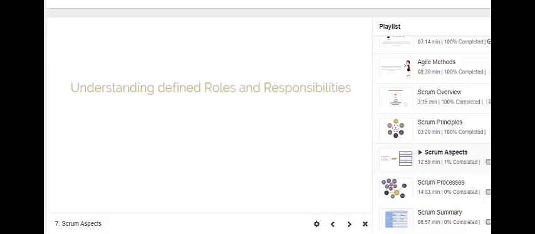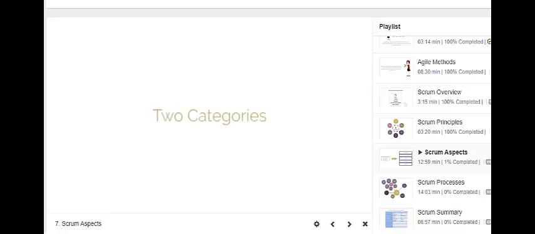For now, let's keep the key concepts under the organization aside and try to understand the defined roles and responsibilities in a Scrum project. Why? Because defined roles and responsibilities ensure the successful implementation of Scrum. Evidently, Scrum roles fall into 2 broad categories, core roles and non-core roles.